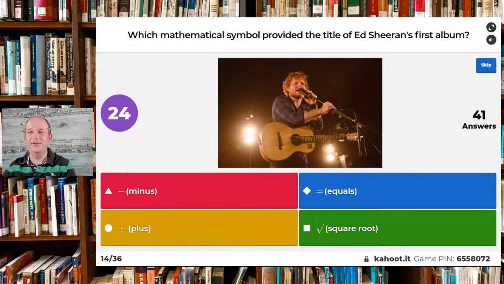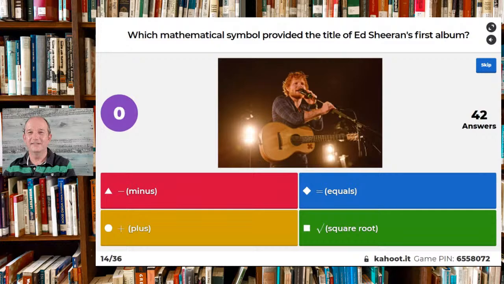26 seconds left, 41 answers in. I think most people have got an answer for this one already. But yeah, mathematical symbol, Ed Sheeran's first album. Minus, equals, plus, or square root? Square root, that'd be a great title for a song, wouldn't it? A great title for an album? I don't know. Let's see.